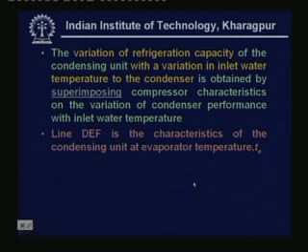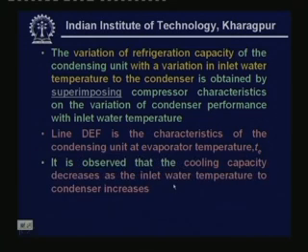Okay. So, as I said, line DEF is the characteristics of the condensing unit at evaporator temperature TE. It is observed that the cooling capacity decreases as the inlet water temperature to condenser increases. Obviously, as the inlet water temperature to condenser increases, for a fixed condenser temperature the LMTD reduces. Once the LMTD reduces, the condensation rate reduces. Once the condensation rate reduces, refrigeration capacity reduces.